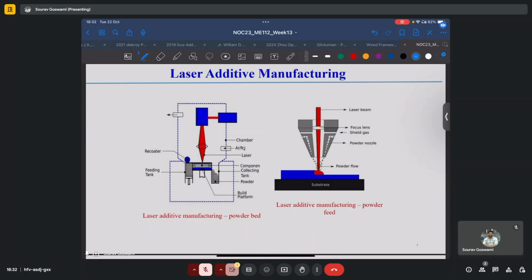To the right, we see a powder feed based laser additive manufacturing setup where we have the laser beam and the optics or the focus lens. We see ports for the shield gas and the powder delivery. And we're also seeing how the powder is flowing into the path of the laser to form the molten bead.